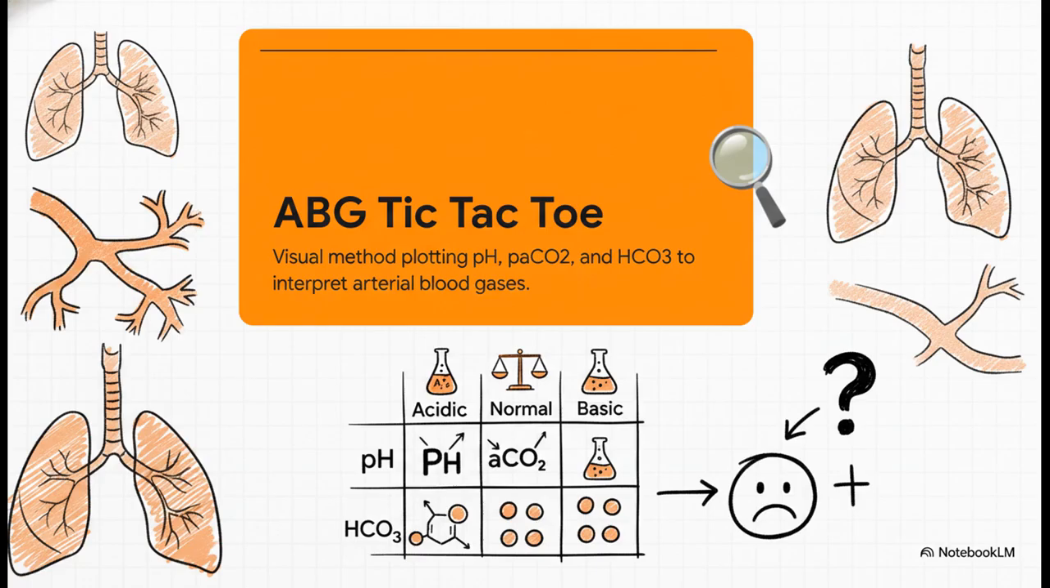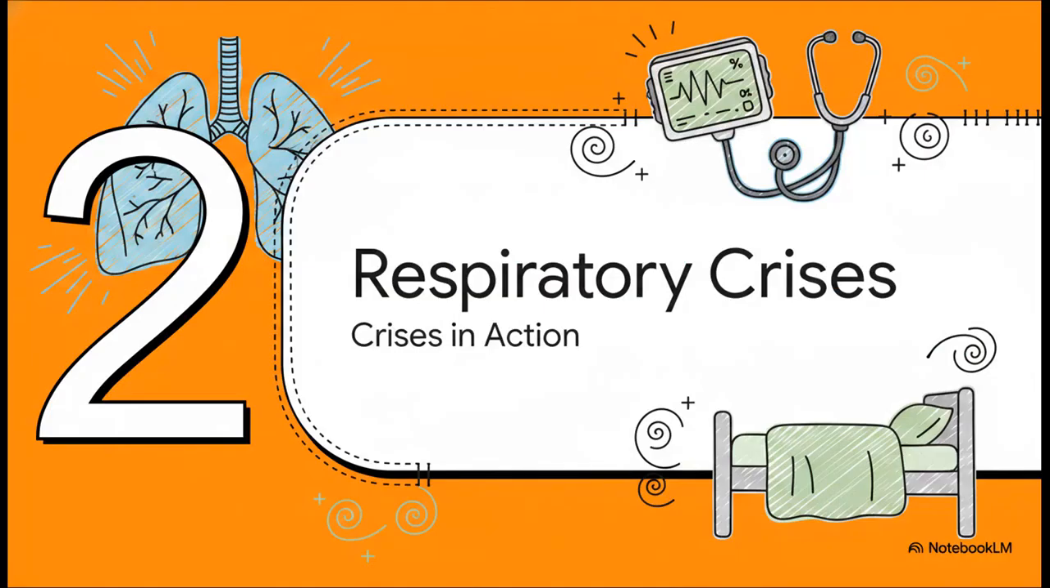By plotting the pH, carbon dioxide, and bicarbonate under acidic, normal, or basic columns, you create a quick little lineup. If the markers line up vertically on the acidic side, boom, you instantly know you're dealing with acidosis. It essentially transforms a complex metabolic puzzle into an instant visual diagnostic tool, which saves precious seconds when your patient is crashing.